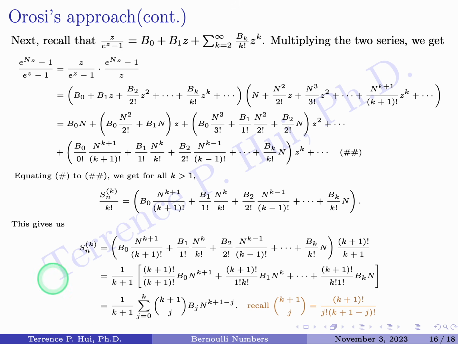So in other words, I can now write this as 1 over k+1 times the sum of k+1 choose j, B sub j, capital N to the k+1-j, where j runs from 0 to k.